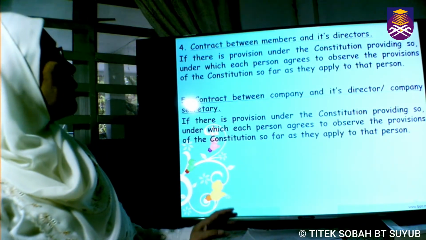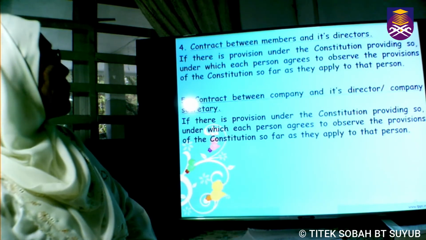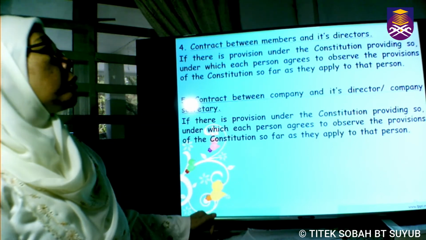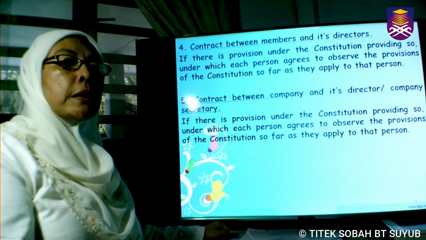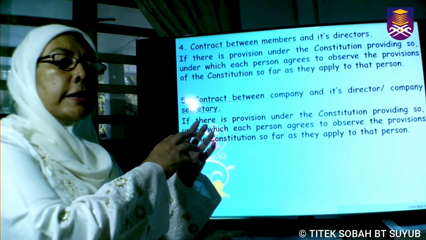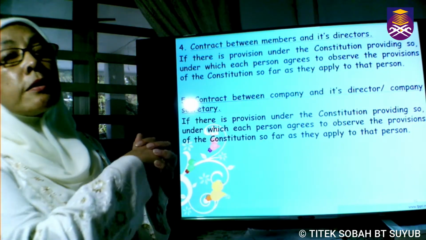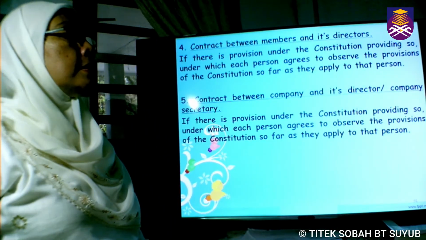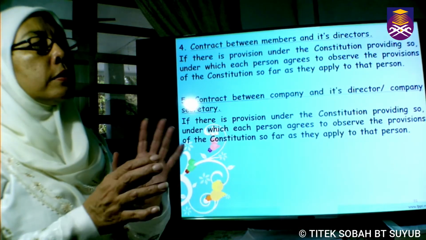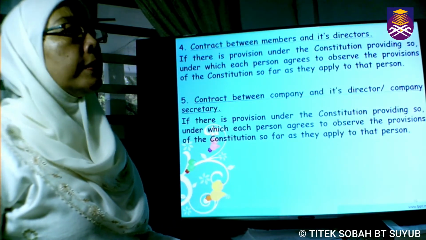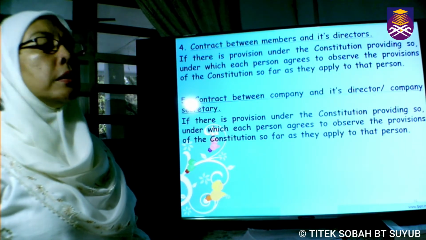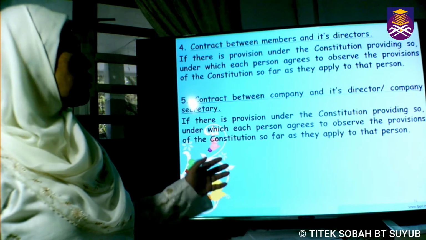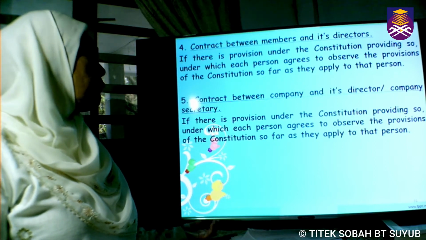The constitution is also a contract between members and its directors, if there are provisions under the constitution providing so, under which each person agrees to observe the provisions of the constitution so far as they apply to that person. So if there is a provision inside the constitution with regard to the directors of the company, then in that situation this also becomes a contract between the directors and the company. Let's say the directors must own a certain amount of shares. The constitution provides so. Then the director needs to comply with that, because a director is also part of the members of the company. And number 5, this is also a contract between the company and its directors or company secretary, if there is a provision, the same.